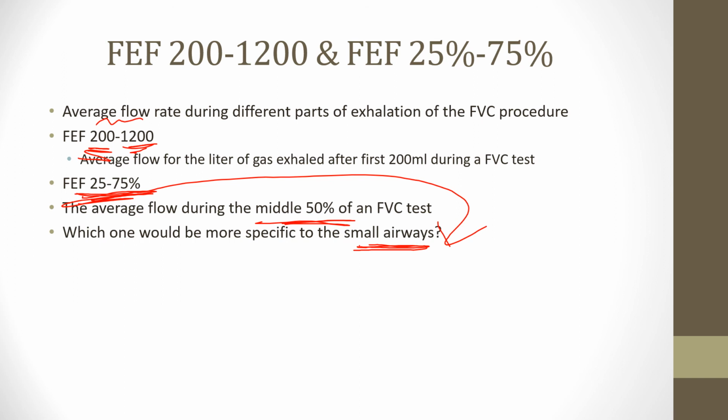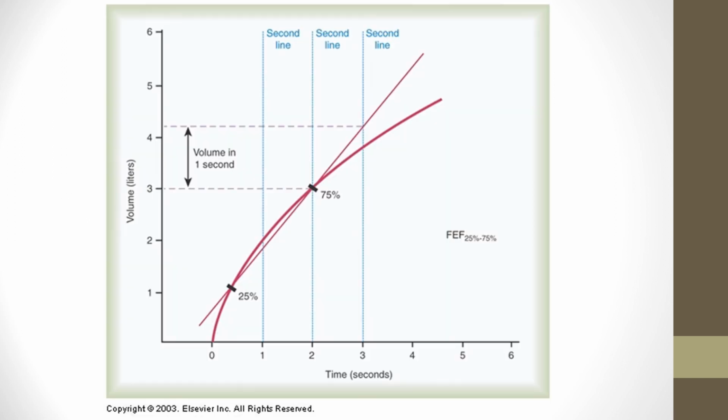So which test is more specific to small airways and would detect asthma, emphysema issues? 25 to 75%. The way that I remembered this when I was in school, I don't know if this helps any of you, is if it's a small number, 25 to 75, it was small airways. If it was a large number, 200 to 1200, it was the large airways. That's how I remembered it. Hopefully, some way I've explained it here might hit home.